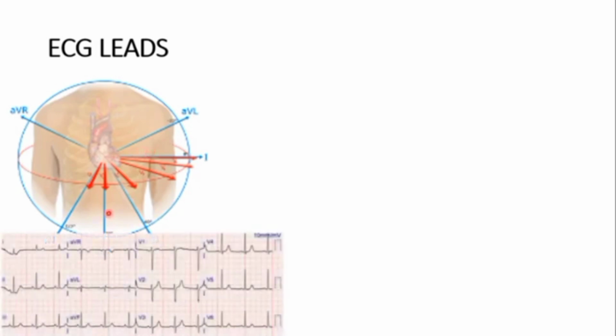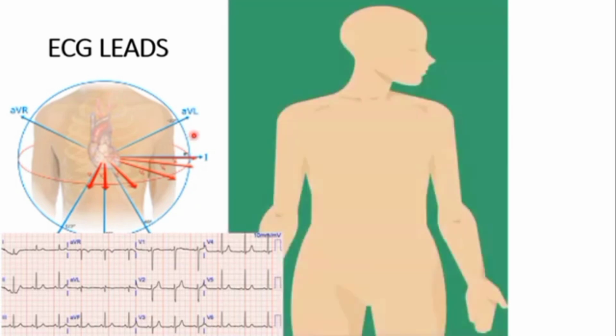If the leads are placed properly, you will get the correct reading for that patient. If you change any lead, there may be no problem in the patient, but your ECG could show some other problems. So that is why it is important to know where to place the leads. For example, you are working in the emergency department and a patient comes. Your senior resident asks you to place the ECG leads. Now, let's see where to place them.